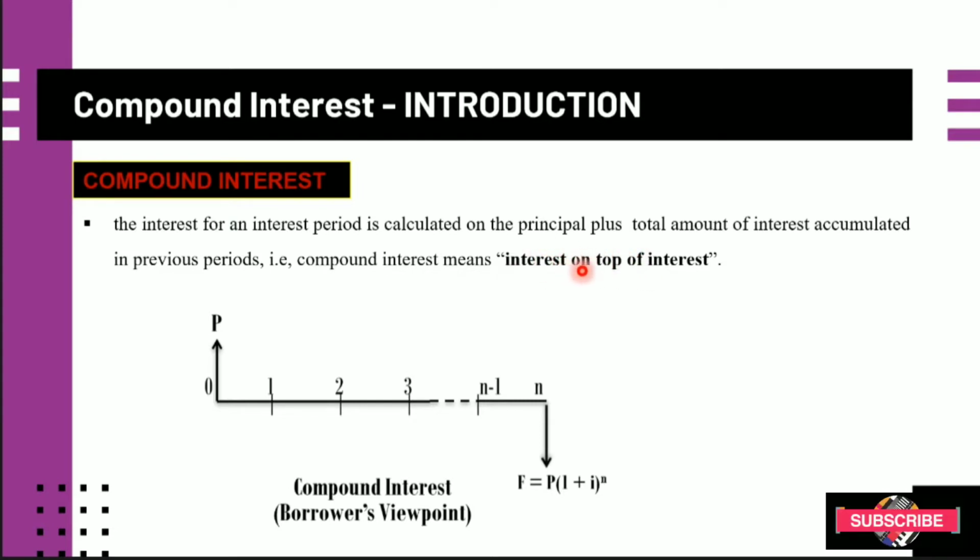Unlike our simple interest, in which the first year, second year, third year, until the nth year, the principal is the same all throughout the interest periods, in compound interest the principal in the first year is not the same on the second year, and it is not the same on the third year until the nth year. So that is what we mean by interest on top of interest.